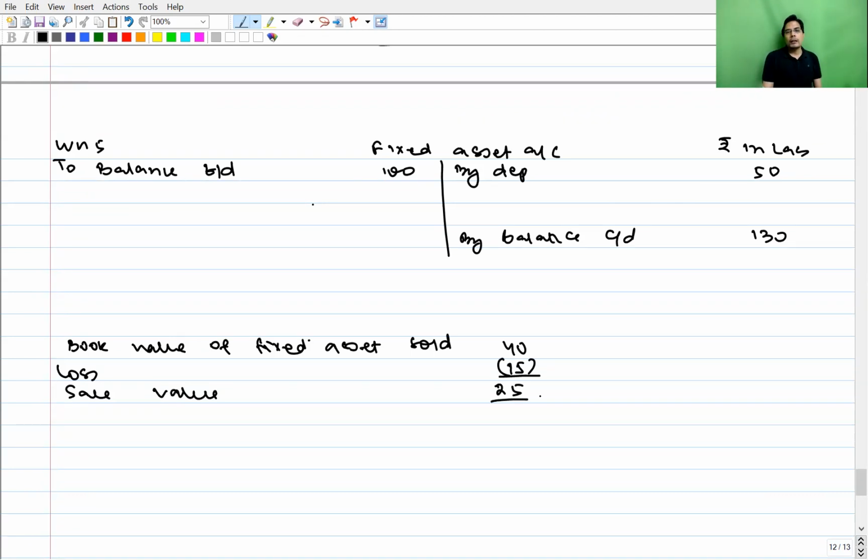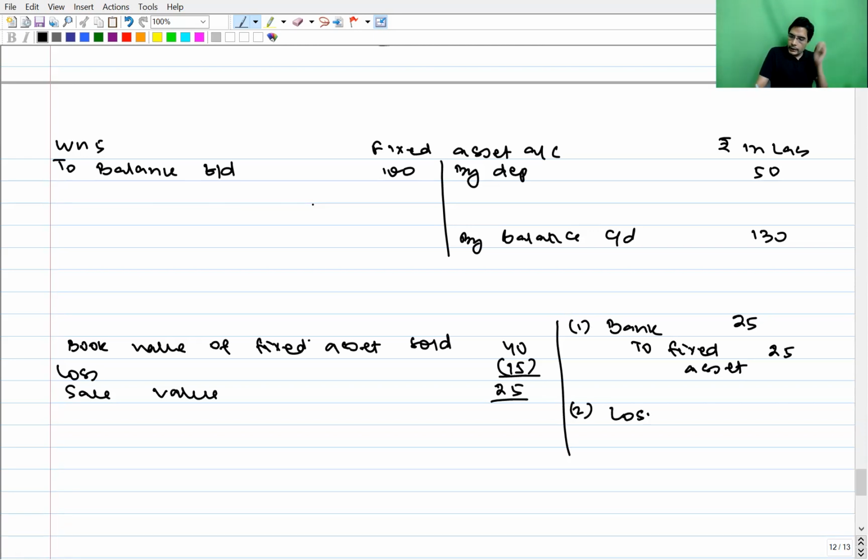Whenever we sell a fixed asset on which accumulated depreciation account is not maintained, then two entries are required to record the sale. Number one is the sale entry, bank account debit to fixed asset. This entry will be recorded with sale value. So bank account debit to fixed asset 25. And one more entry, loss entry. Loss entry will be loss on sale of fixed asset account debit to fixed asset account 15.